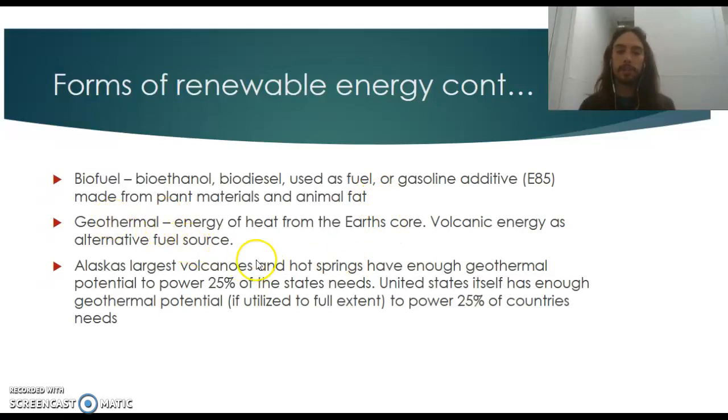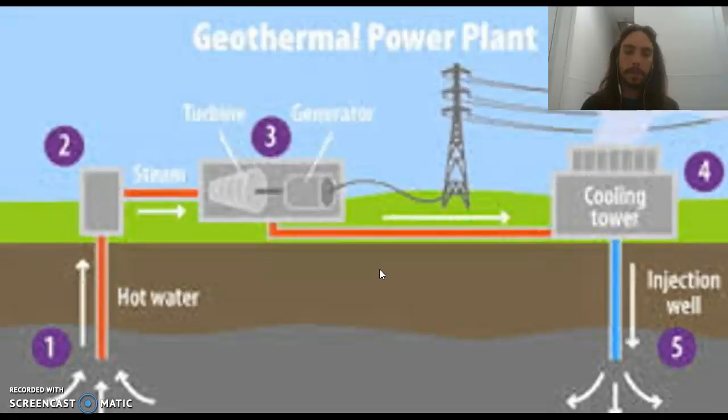We have geothermal energy, which is from the heat of the Earth's core. It's basically volcanic energy. So a good example is Alaska's largest volcanoes and hot springs have enough geothermal potential to power 25% of the state's needs, and the United States can power 25% of its energy needs if geothermal potential is utilized to its full extent.